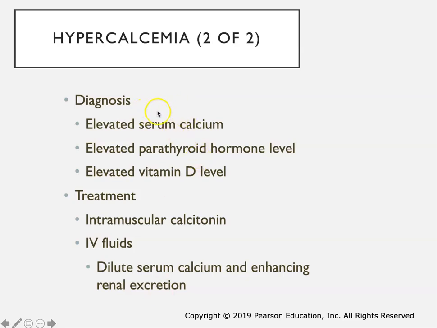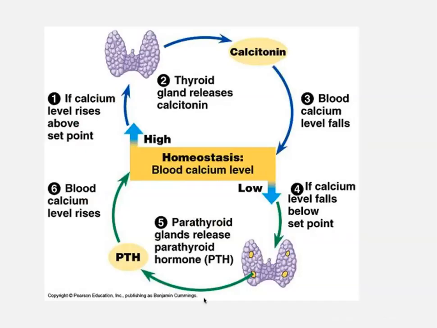All right, in terms of diagnosis, again, elevated serum calcium, obviously, also elevated parathyroid hormone, elevated vitamin D. These all indicate hypercalcemia. In terms of treatment, intramuscular calcitonin. Again, on the next slide, I'll explain calcitonin and parathyroid hormone a little bit more. IV fluids, okay, and these IV fluids would serve to dilute that serum calcium by basically enhancing excretion of it, okay?